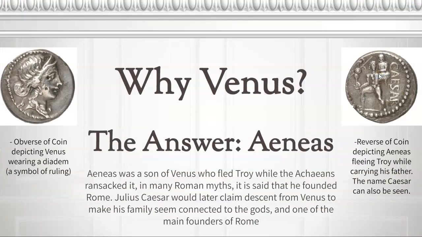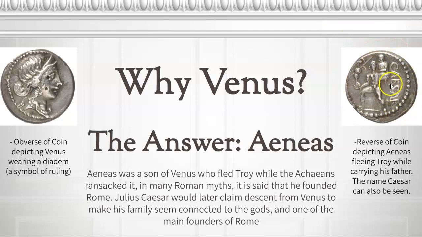And a lot of questions around this that I get, or at least that people have asked me, is why is Venus such a central figure in Roman coinage? And the answer to that is Aeneas. So the story of Aeneas is that he was a prince who fled Troy when it was being sacked by the Greeks. He carried his father, and he was a son of Venus. And eventually his ancestors would go on to found Rome.